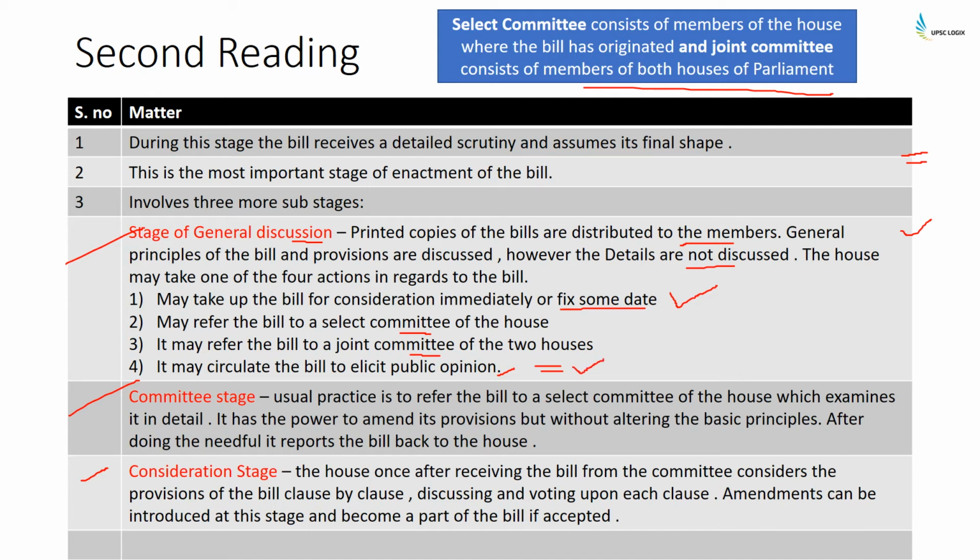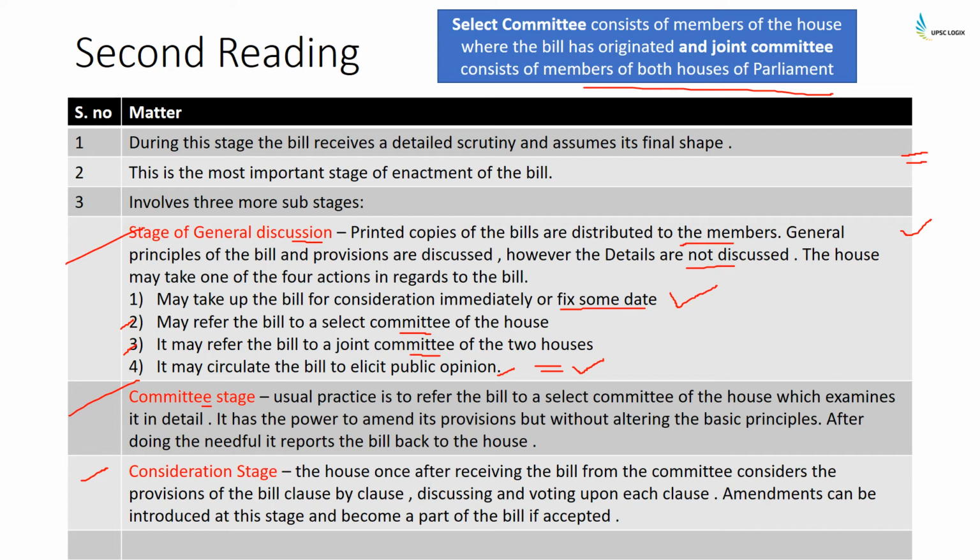Then the next stage is the committee stage. So the bill can be either sent to a select committee or a joint committee. Now this particular committee examines the bill in detail and it has got the power to amend the bill as well. However, it cannot change the basic principle of the bill. So once it has made all the changes and scrutinized it in detail, it will send the bill back to the House.